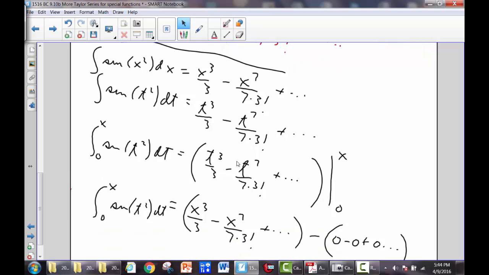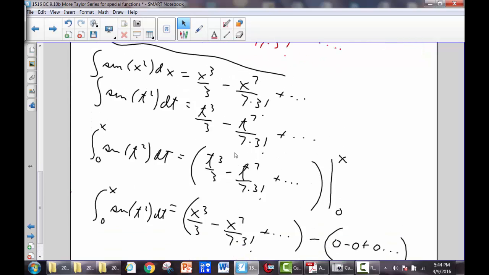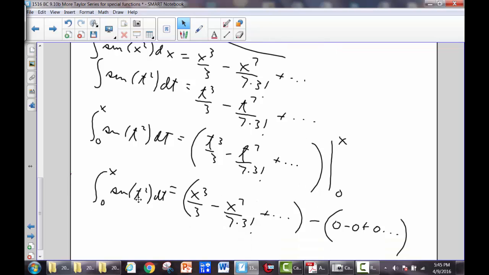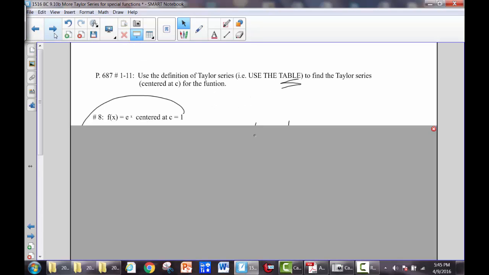Okay, so here's my explanation of the t's and all that. Sine of x squared would equal this. Sine of t squared dt would just equal this. So the integral of sine t squared dt from 0 to x would be that expression from 0 to x. But then you replace all those t's by x's, minus replace all the t's by 0. Since it's a polynomial with no constant term, these will all be 0. So that's why this gives this.